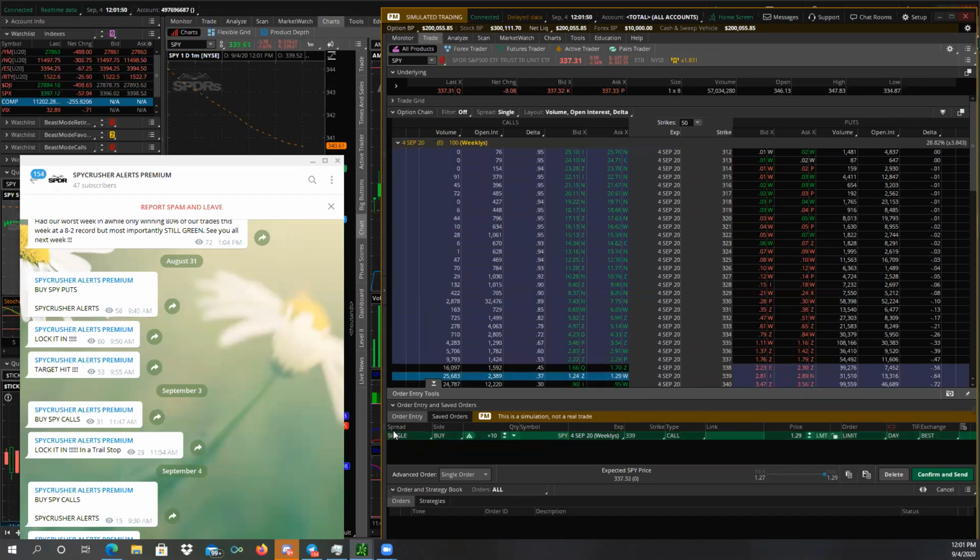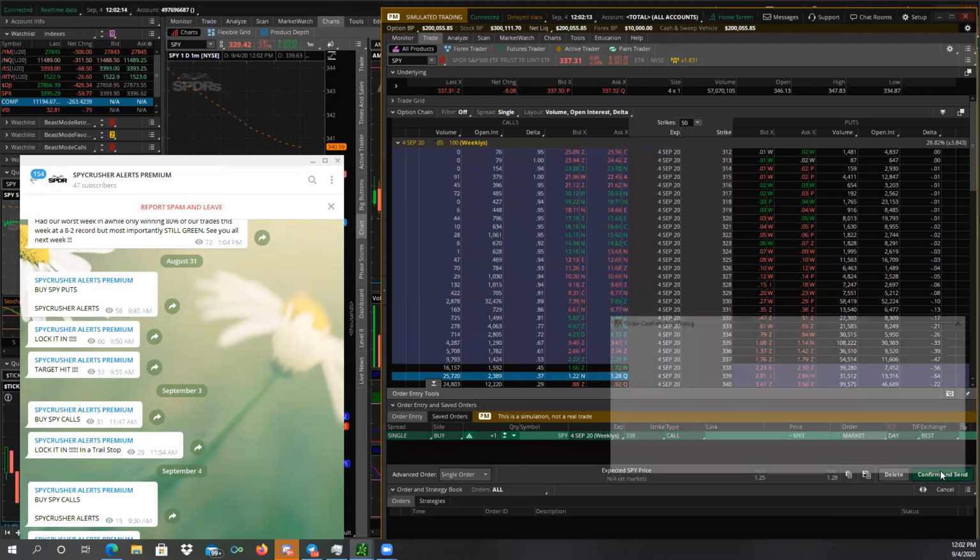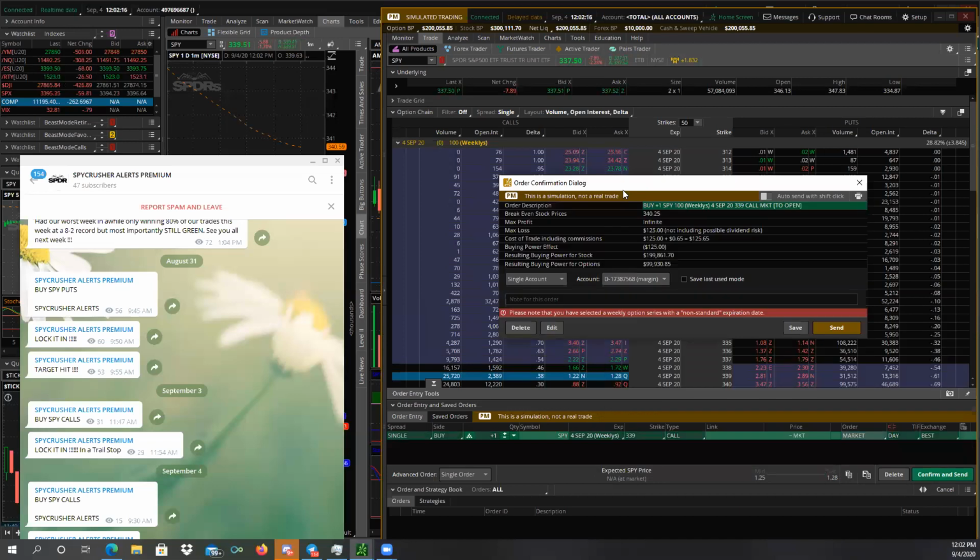You're going to see a spread. You're going to see a buy. You could buy or sell. These are the option contracts. We're just going to go with a one contract example, so we'll change that to 1. And we see the SPY as our symbol. We have the 339 strike. It's a call because we got the buy SPY call alert. And we're going to come over here and change this order type to market. So we press confirm and send, and this window is going to come up.